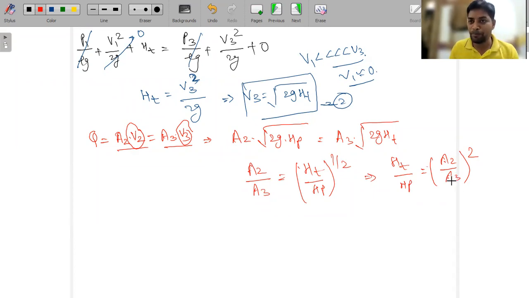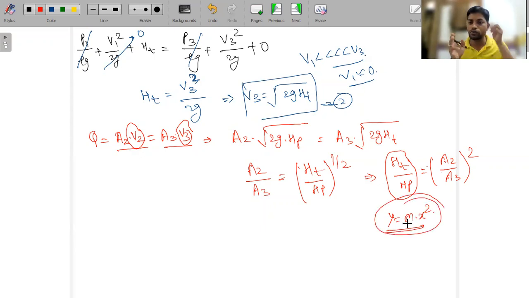If you compare this equation, with this as y and this as x, it will be like y equals mx square, where m is equal to 1. Okay, and x will be equal to the ratio of the areas, and y is equal to the ratio of the heights. So now if you see this equation, this is the equation of a parabola. This is the equation of a parabola.